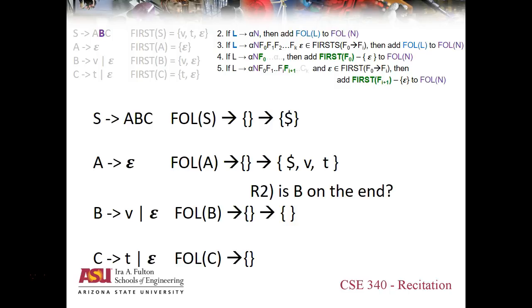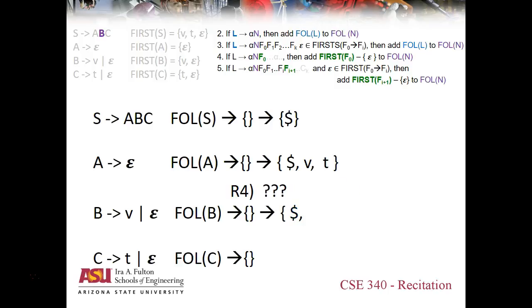So starting with Rule 2, is B on the end? It's not. So what about Rule 3? Does Rule 3 apply? To remind myself and everybody else, this is the one that's looking at epsilons going all the way to the end. Is there an epsilon in C, basically? Yes. So we would add the follow of S to the follow of B, which is the end-of-file marker.